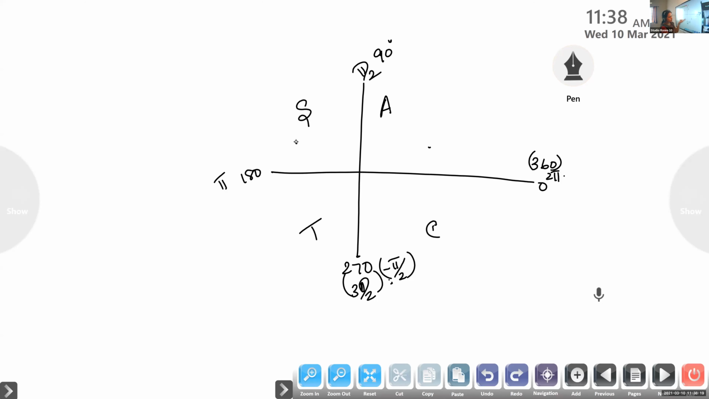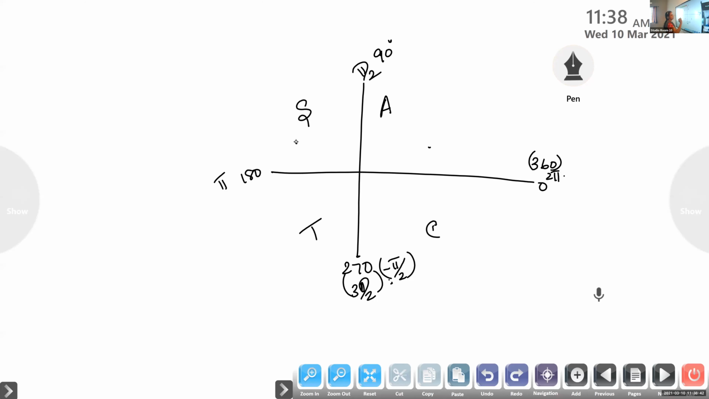Minus pi by 2 to plus pi by 2 means which quadrants are we considering here? Yes, it is the fourth and the first. Fourth one and first one.